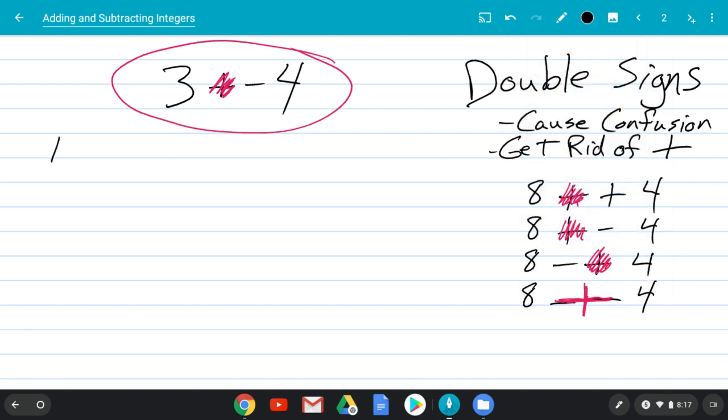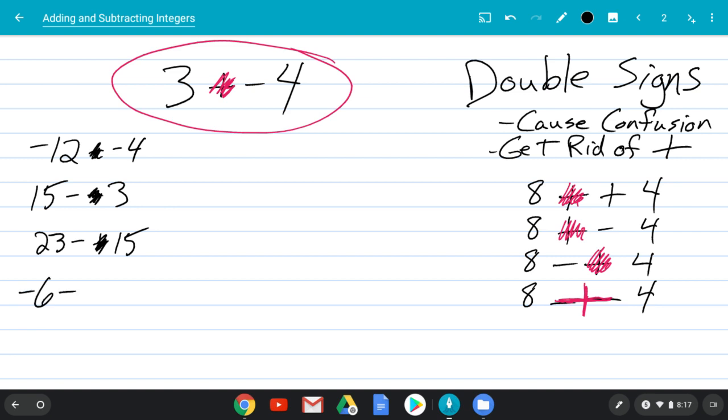Let's go with a couple more problems here. Let's go 12, negative 12 plus a negative 4. What do I get rid of? Positive. 15 minus a positive 3. What do I get rid of? A positive. 23 minus a positive 15. Get rid of a positive.